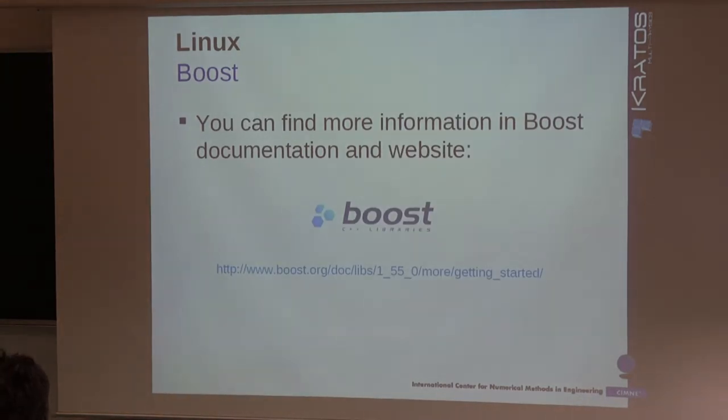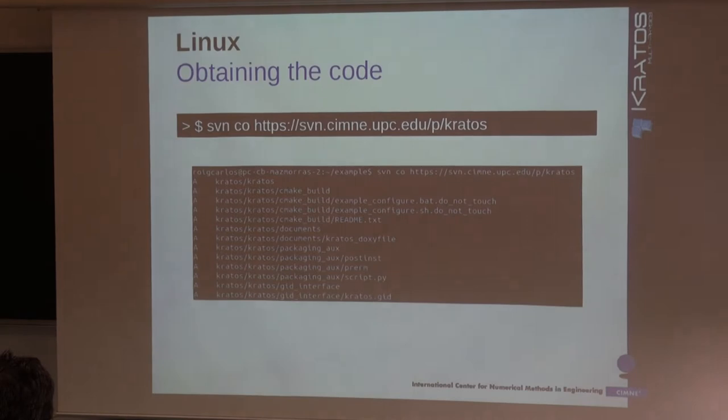Apart from this, you can find more information about how to compile Boost in the Boost documentation, which is really complete, so there is not much problem. When you have all the dependencies installed, the only thing that remains to do is to obtain the Kratos code. If you remember, in Windows it's done automatically, but in Linux it's also easy to do. You just have to call this Subversion command.